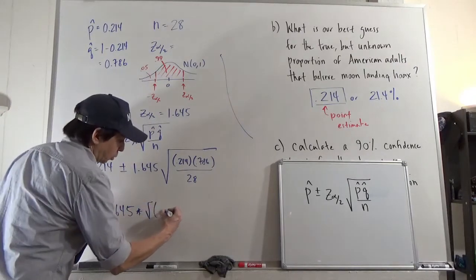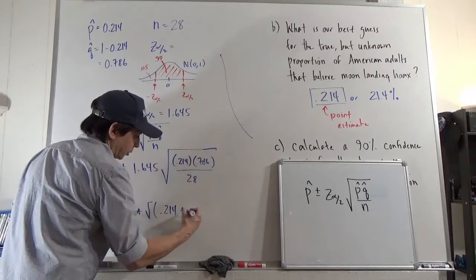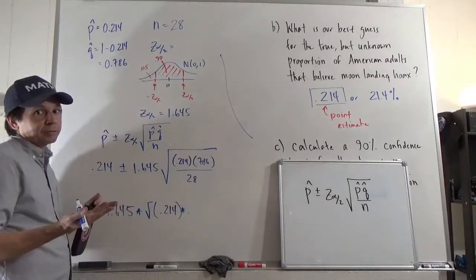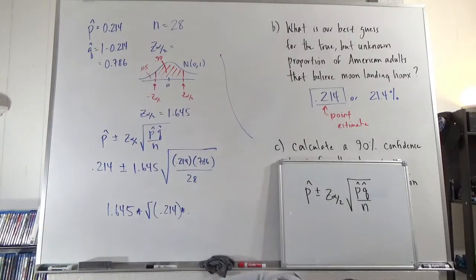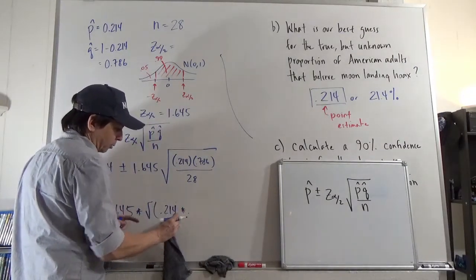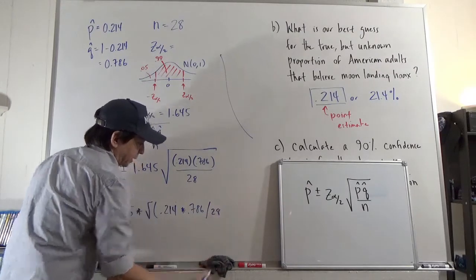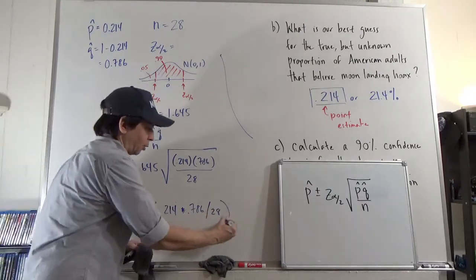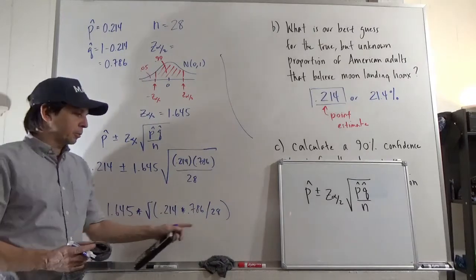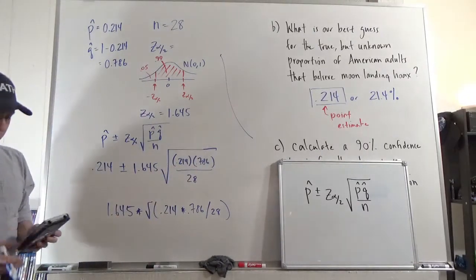So I wouldn't bother. I would just put 0.214 times. You don't want to put a parentheses there because that closes off the square root, and that can mess you up. You don't want to close off the square root. You want to include the 786 and the divide by 28, and then close off that square root. So just one set of parentheses for the square root. Don't bother with the little parentheses separating numbers. Go ahead and do this.